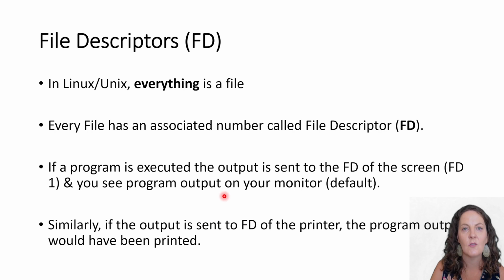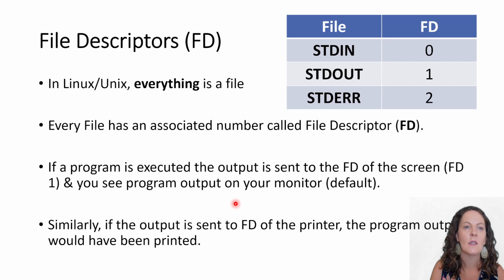Usually you'll see it on your screen. Otherwise, if it has a different file descriptor which is reserved for your printer, then it will send it to the printer. So the output goes to the printer instead of to my screen. There are your default Linux system file descriptors for standard input, standard output, and standard error. They're the three important ones for now.